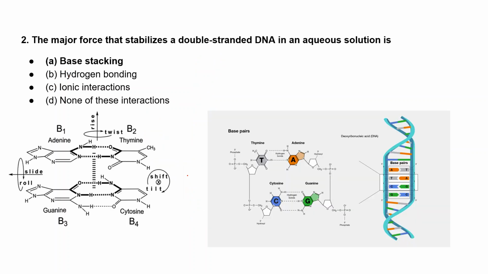Okay, let's see the answer for this question. So base stacking is the main force that stabilizes a double-stranded DNA, right? So this is a DNA. Here, adenine always binds with thymine with two hydrogen bonds, right? And guanine binds with cytosine with three hydrogen bonds. So this base stacking, that is one base, then other, are the main forces that stabilize, because here this is the hydrogen bond, right? But these base stacking forces mostly stabilize a double-stranded DNA in an aqueous solution, not hydrogen bonding.